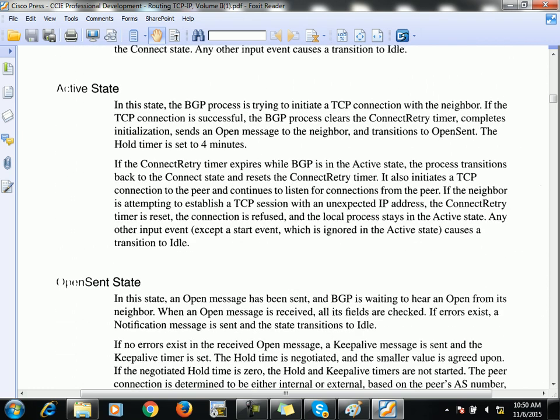Active state. In this state, BGP process is trying to initiate a TCP connection with the neighbor. If the TCP connection is successful, the BGP process clears the connect retry timer, completes initialization, sends an open message to the neighbor, and transitions to open sent. And if the connect retry timer expires during active state, then it will move back into connect state and reset the connect retry timer. It also initiates a TCP connection to the peer and continues to listen for connections from the peer. If the neighbor is attempting to establish a TCP session with an unexpected IP address, the connect retry timer is reset and connection is refused. So it will happen during active state.